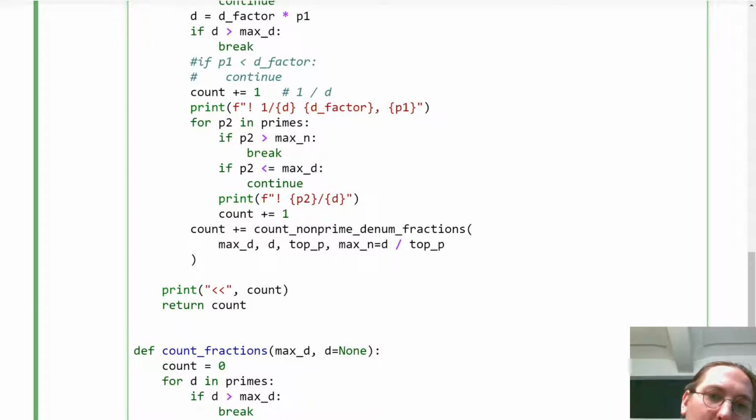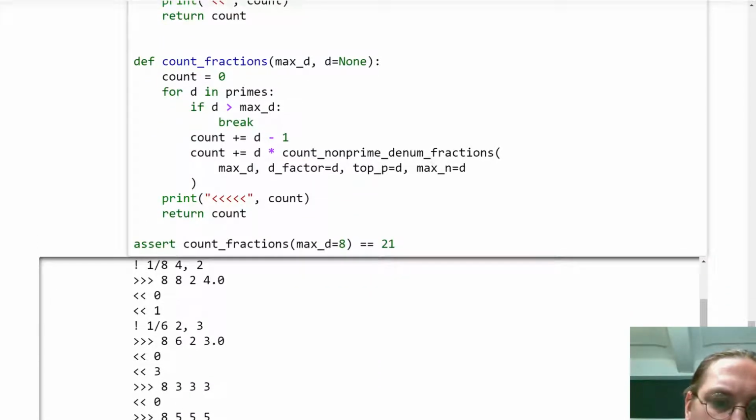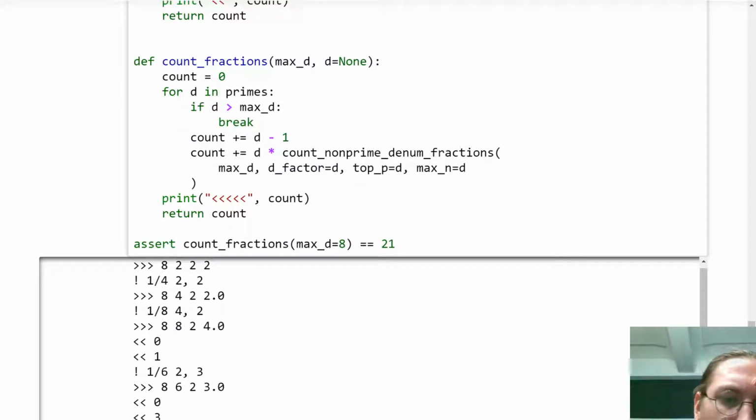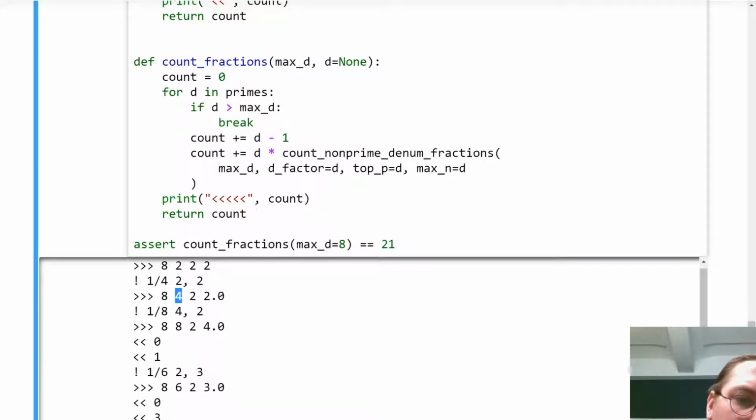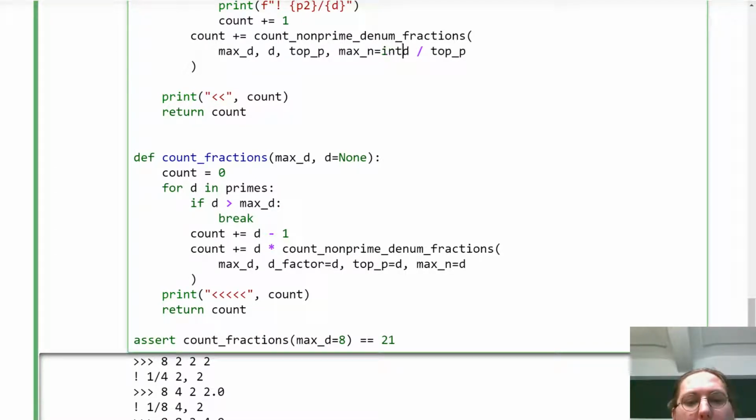no, actually, max n should be. So, non-prime denom fractions. Let's see. Okay, so here we're looking at a 2. Okay, so I guess I can do int there, though it shouldn't matter.